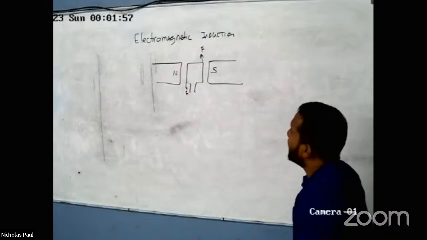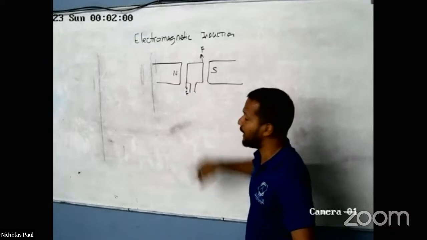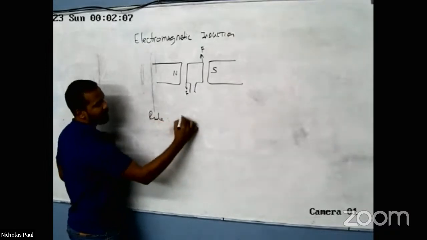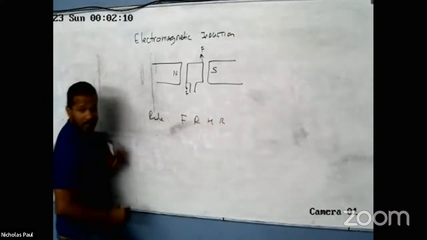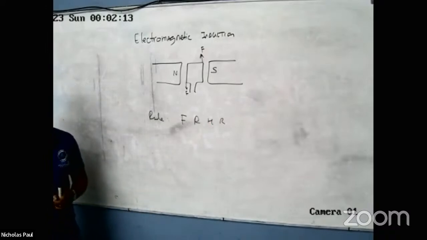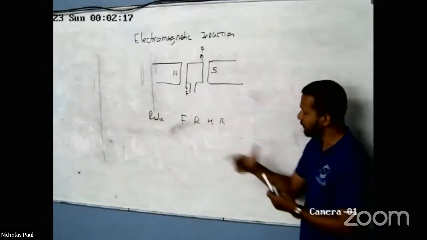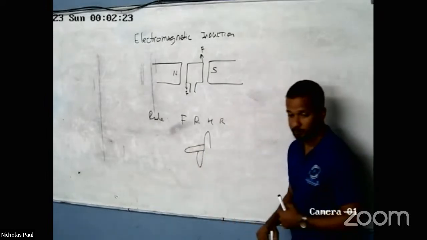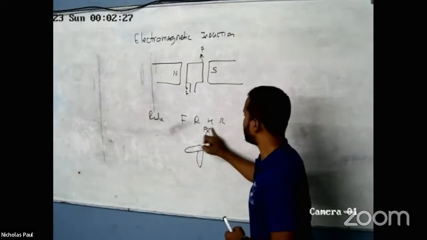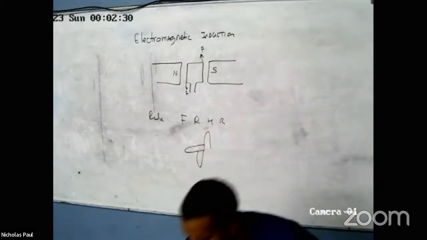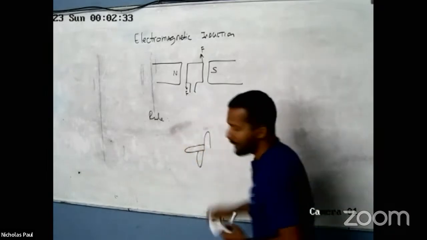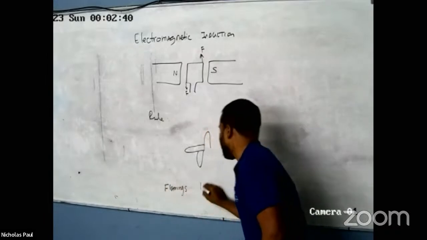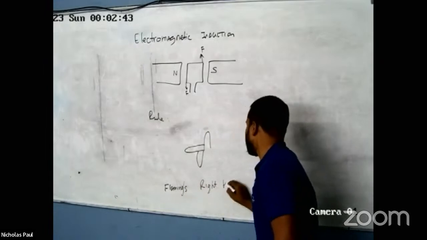So we're taking a look at that generation of current, and the rule that we're going to use is Fleming's right hand rule. Not the grip rule, the right hand rule. So you're using your right hand now. Same meaning: force, magnetic field, current. This is your force. The name of the rule is Fleming's right hand rule.